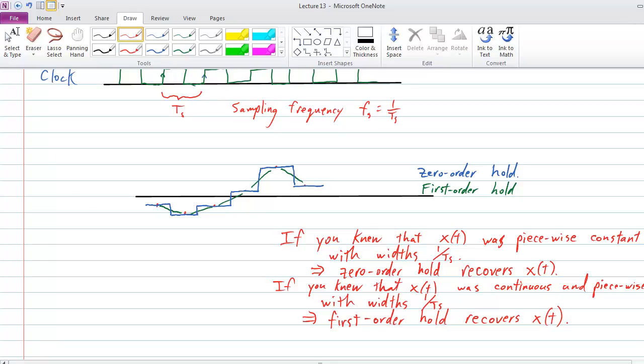Yeah, so I see what you're saying. What if your samples were here, and then you try to recover the straight line? You're right. So you'd actually have to put not just the width, but that you actually sample it the way it's going. I could put that here.